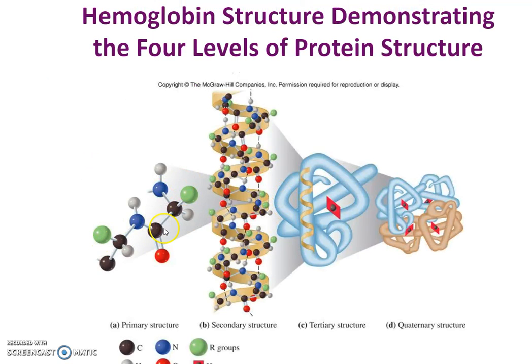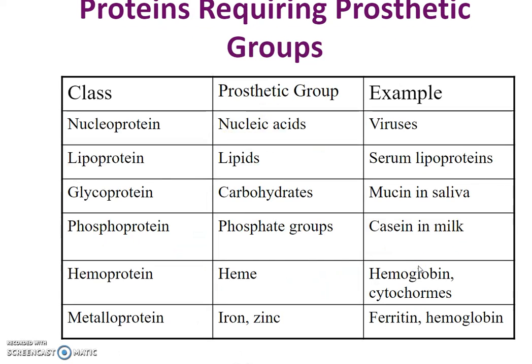So here's the primary structure. Here's the secondary structure, starts to coil and bend. Tertiary structure becomes functional. And then here is a quaternary structure where there's 1, 2, 3, 4 different proteins that have to work together to become one. Not all proteins reach this quaternary structure, but some do.